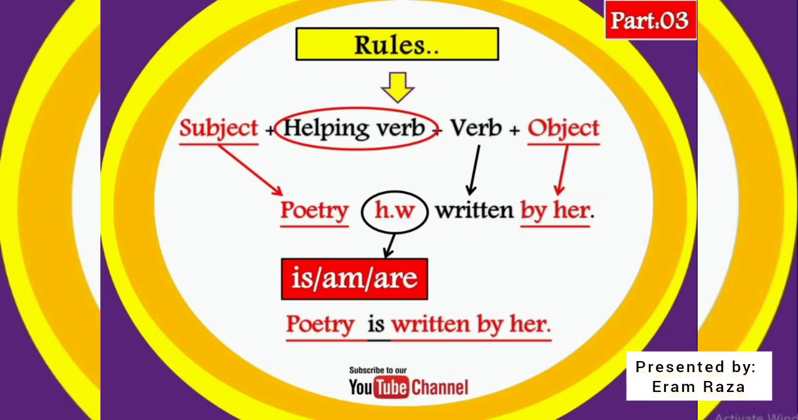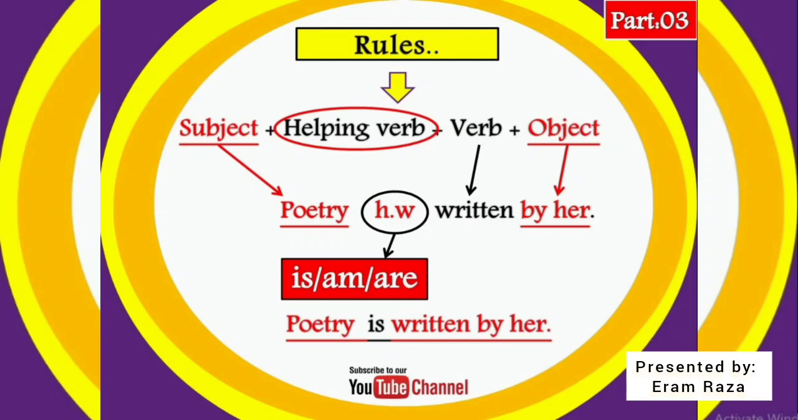With poetry, which one will we use: is, am, or are? This is what it is, and definitely we are going to use "is" with the subject poetry. So, poetry is written by her. Now see, we are done with the sentence, we are done with the conversion of active statement into passive statement regarding simple present passive only. That is what we had discussed in this video.